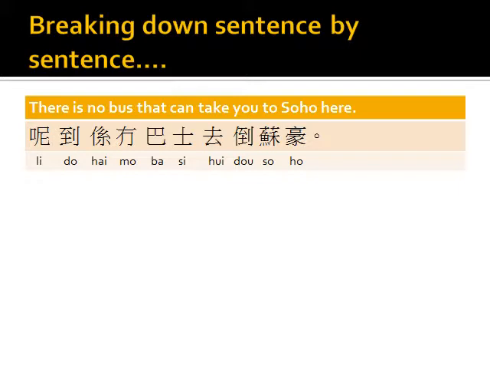And the next two kanjis, we just shown it in the last slide, which is basi means bus, and the next kanji 去 means go. So the first 6 kanji reads 呢度係冇巴士 means here there is no bus.